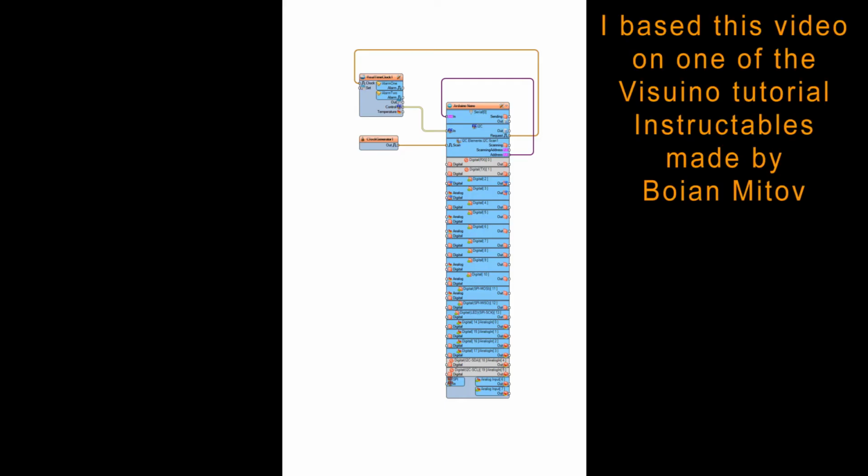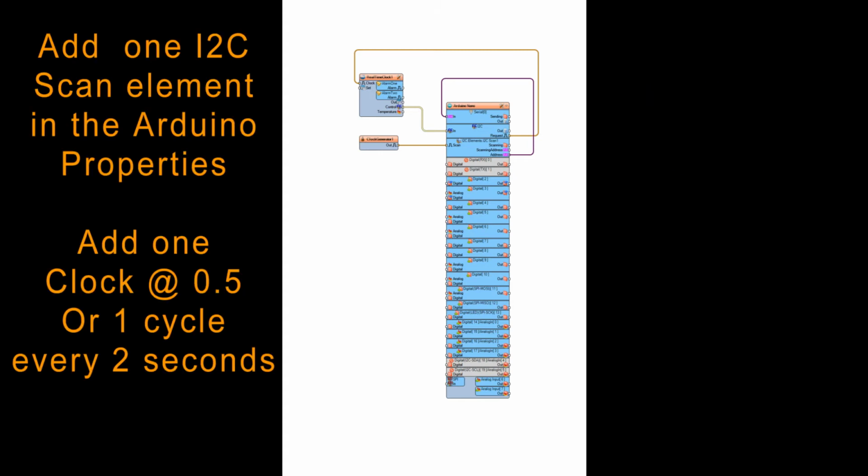To get the basics set up on this kind of sketch, go look for the Instructables by Bowie and Mitov. He's got a good one. He'll show you how to set up the base project. You need to add one I2C device element in your Arduino properties and set a clock of 0.5, or 1 cycle every 2 seconds.